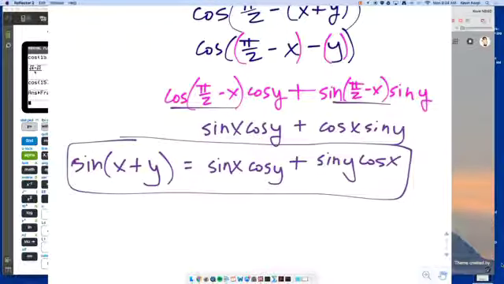Sign, same sign. It's hard to say, but I've had a lot of practice. Sign, same sign. All right?